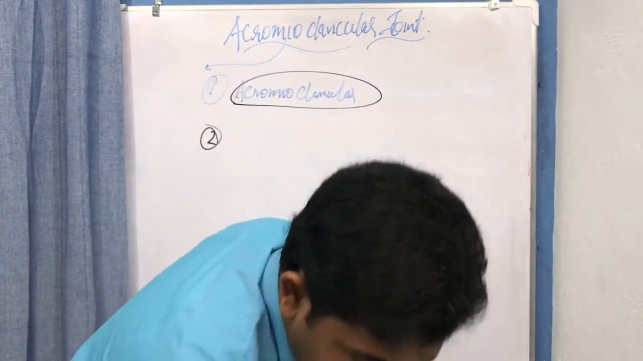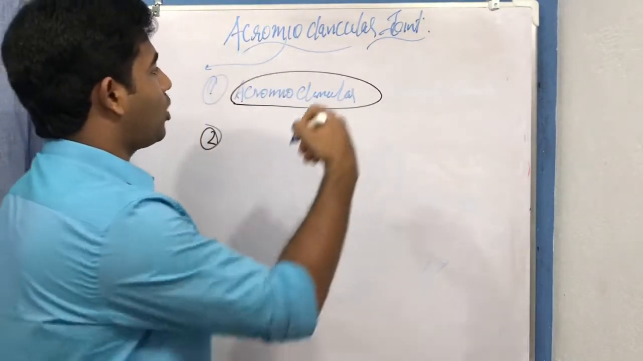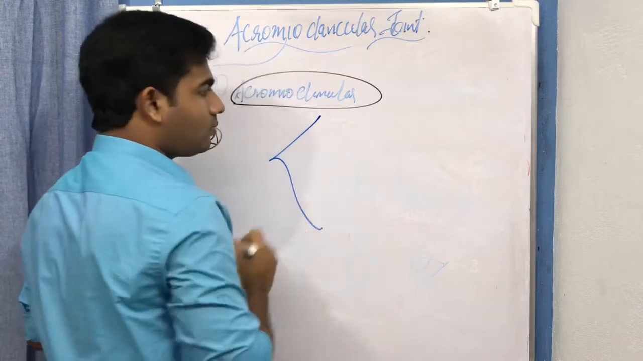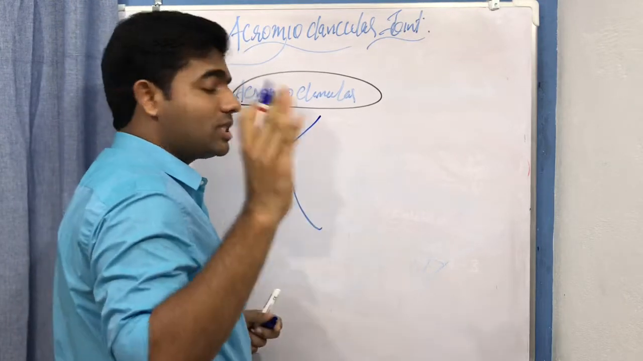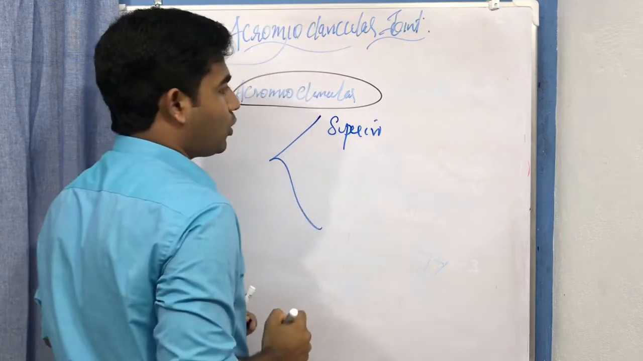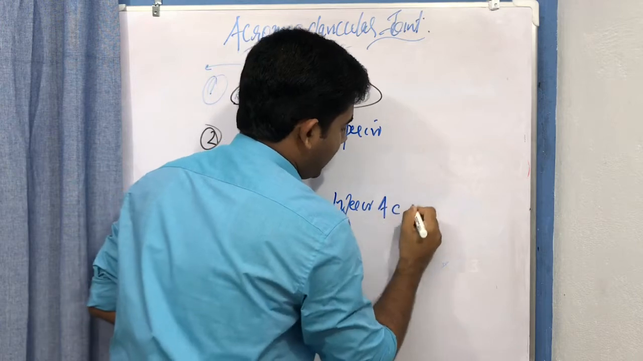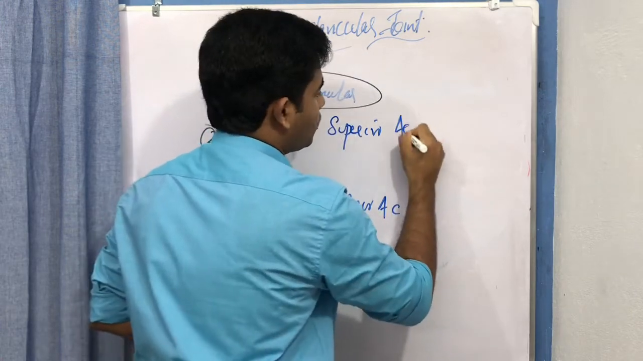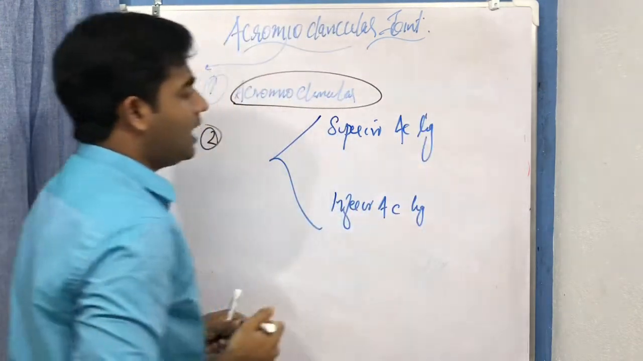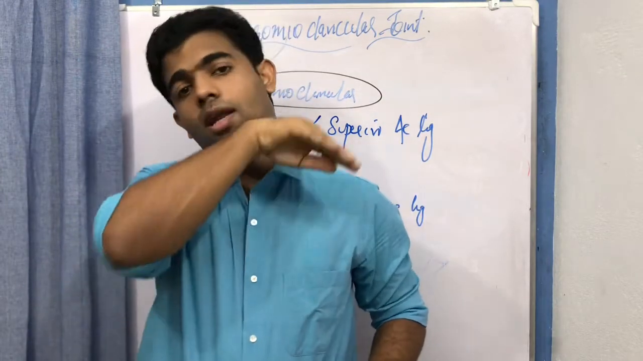Always correlate like that and study, then it will be easy for you. Now let us look into the acromioclavicular ligament. The acromioclavicular ligament is made up of two fibers or two ligaments, that is a superior acromioclavicular ligament and inferior acromioclavicular ligament. What is that? It is made up of superior acromioclavicular ligament and inferior, whereas in sternoclavicular it was anterior sternoclavicular and posterior.